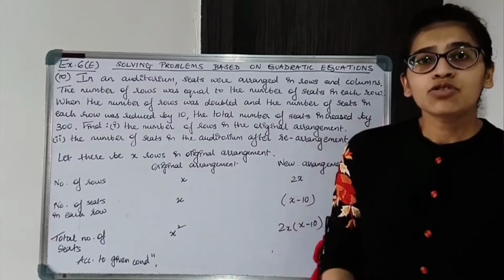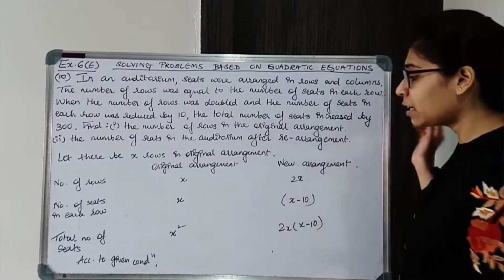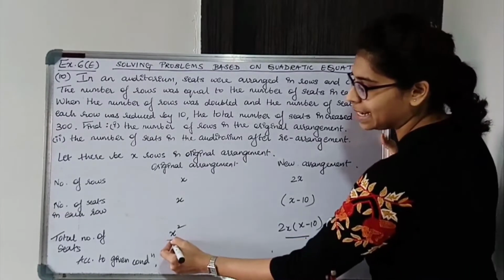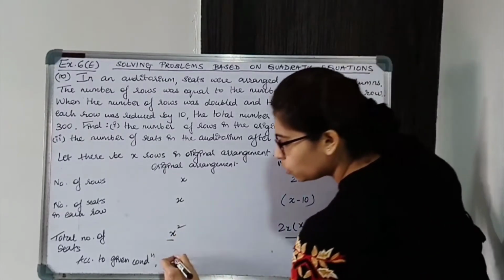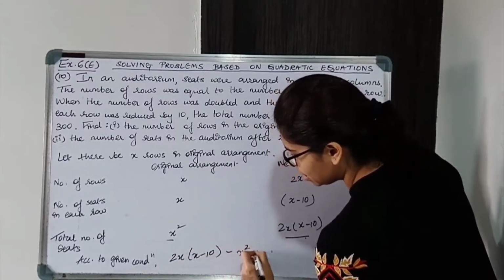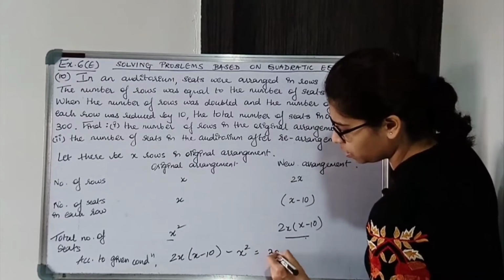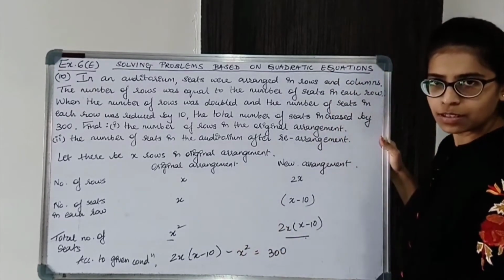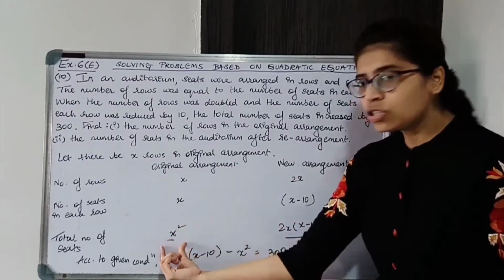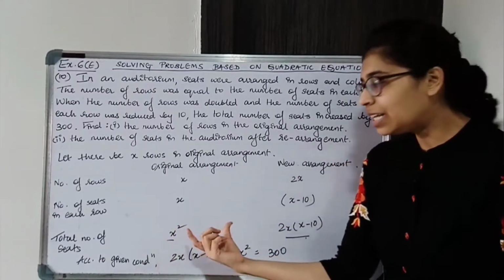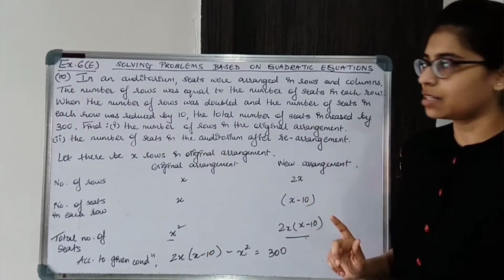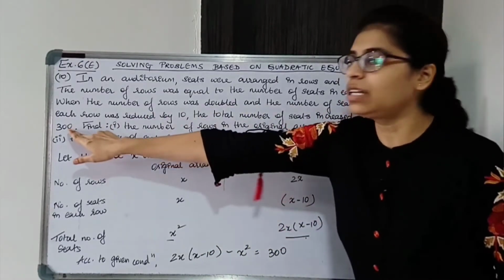Now coming to the condition part. In the condition, the number of seats over here are more and here it is less. So what we normally do, more minus less is equal to the number. Okay, if this is difficult to understand, if we add 300 to the seats in the original, we will get the seats of the new arrangement. Okay, because it is increased by 300.